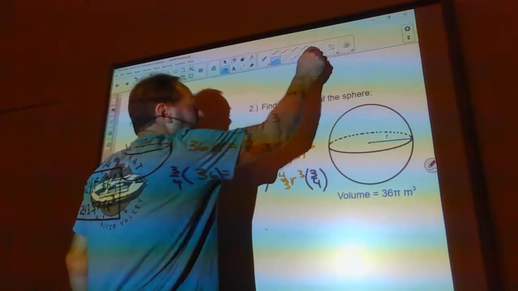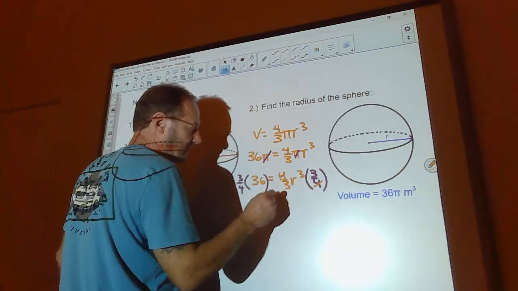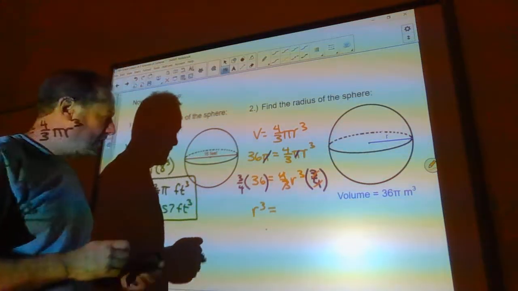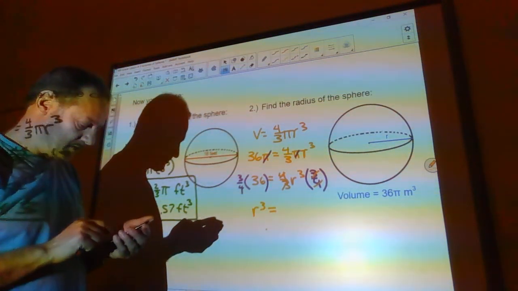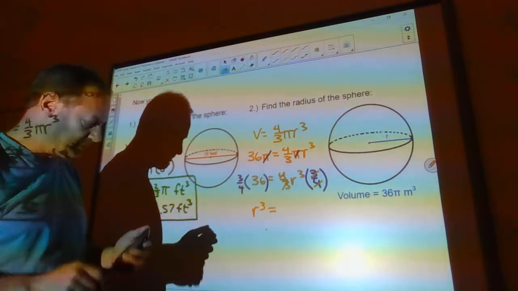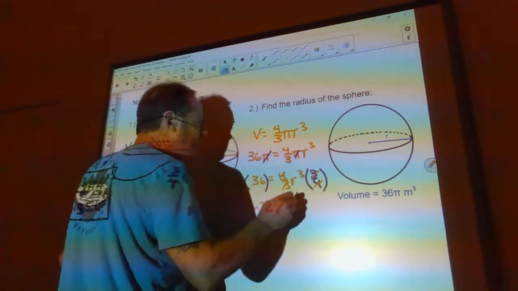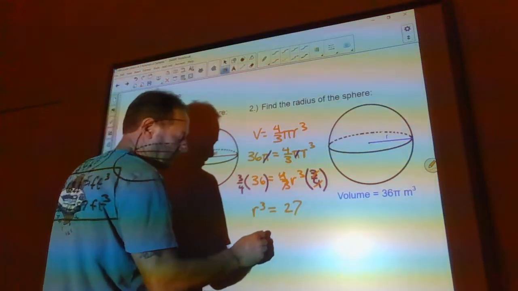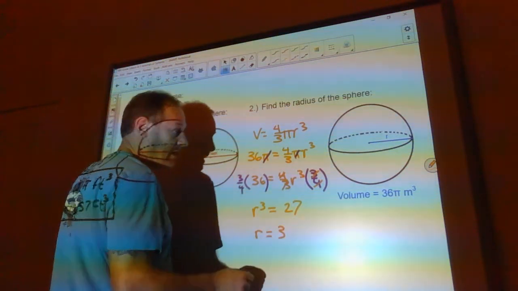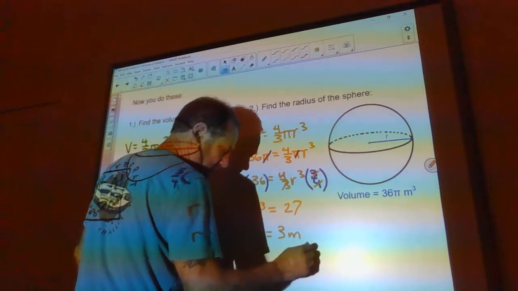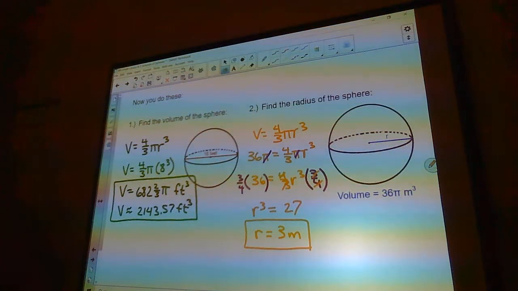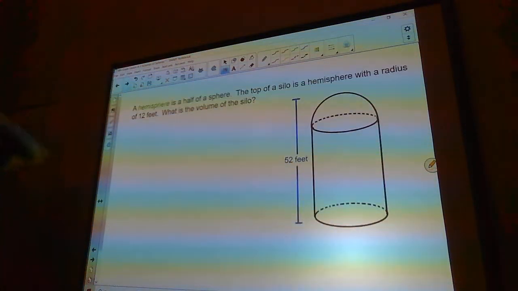Okay, so then the 4's cancel, the 3's cancel, I get r cubed equals 36 times 3 divided by 4, which is going to be 27. And then if I cube root that, r is going to be 3, and that's going to be in meters. And there you go. Hopefully you got both of those right.